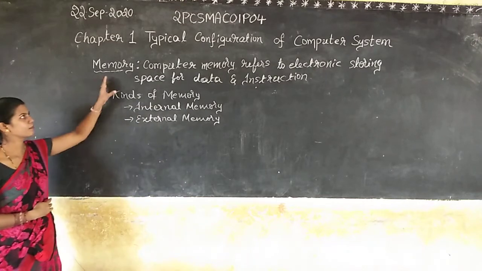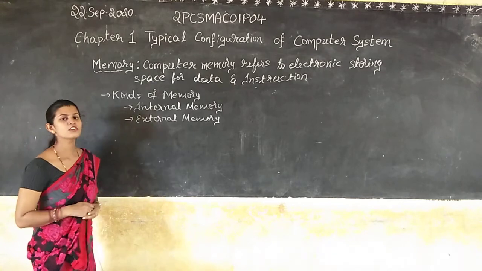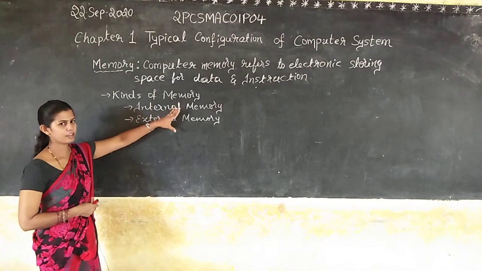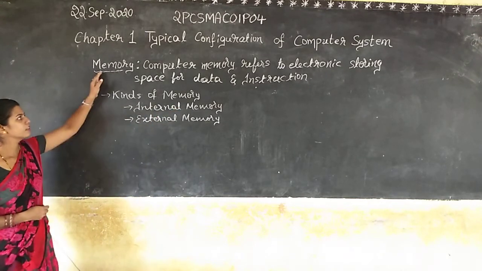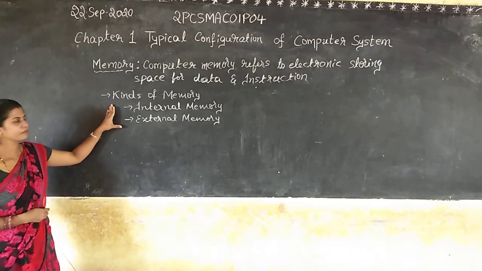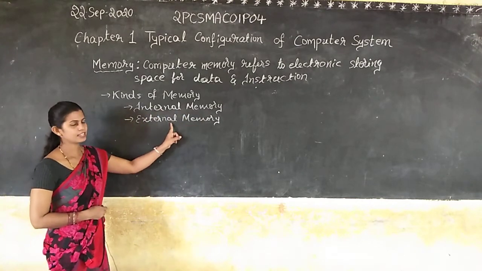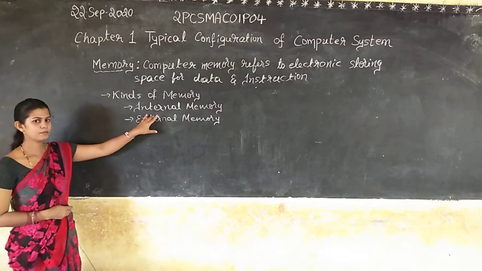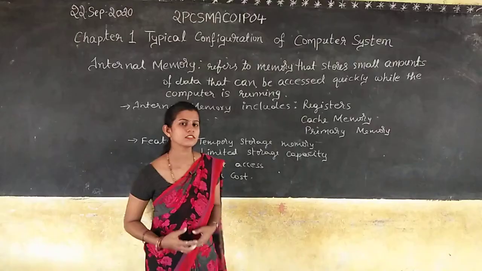So, in computer memory we store the data and instruction, depending on whether it is temporary or permanent. There are two kinds of memory. First one is internal memory and second one is external memory. Let's see one by one.